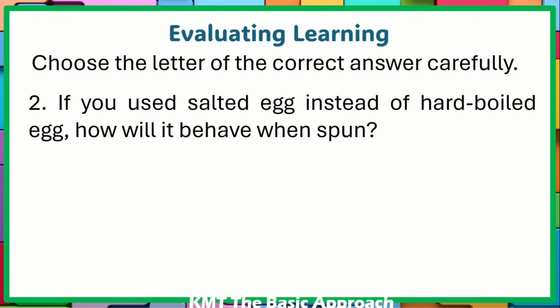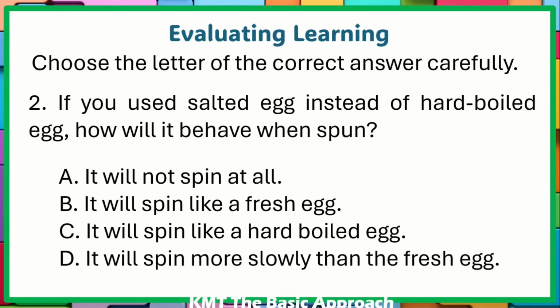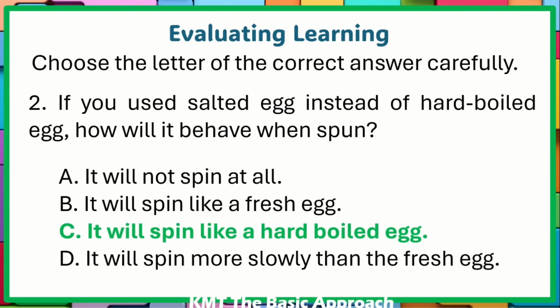Number 2. If you use salted egg instead of hard-boiled egg, how will it behave when spun? A. It will not spin at all. B. It will spin like a fresh egg. C. It will spin like a hard-boiled egg. D. It will spin more slowly than the fresh egg. What is the correct answer? Correct! Letter C. It will spin like a hard-boiled egg.